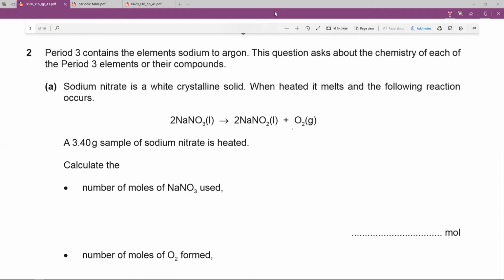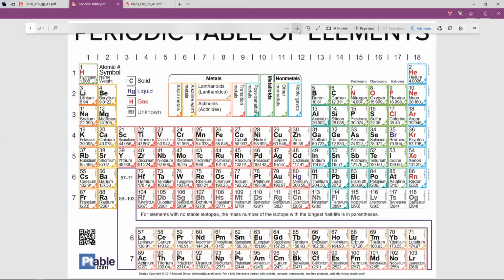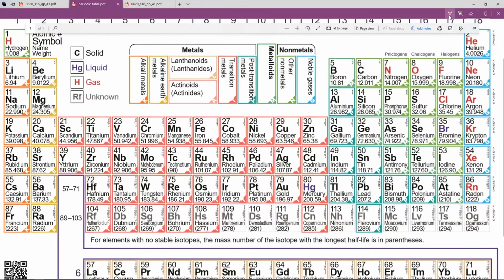Let me just show you what they mean by period 3 having sodium all the way to argon. So that's my periodic table right there. If you check well, on the third row, that's our period 3 right there: sodium, magnesium, aluminium, silicon, phosphorus, sulfur, chlorine, and argon. Basically, that's what the question is trying to say.